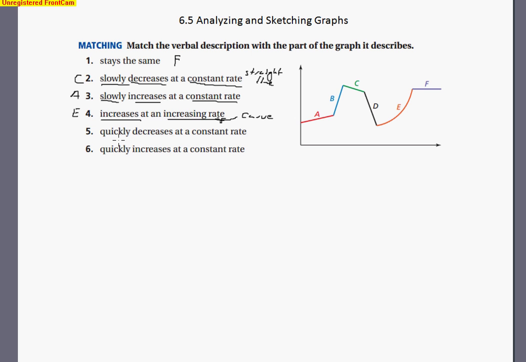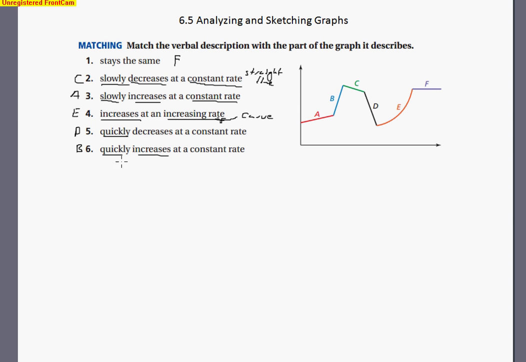So this tells us that we're dealing with a curve when it's an increasing rate. And then it says quickly decreasing at a constant rate. So quickly just tells us that it's going steeper. So that would be letter D. And then quickly increasing at a constant rate. So quickly increasing would mean letter B.